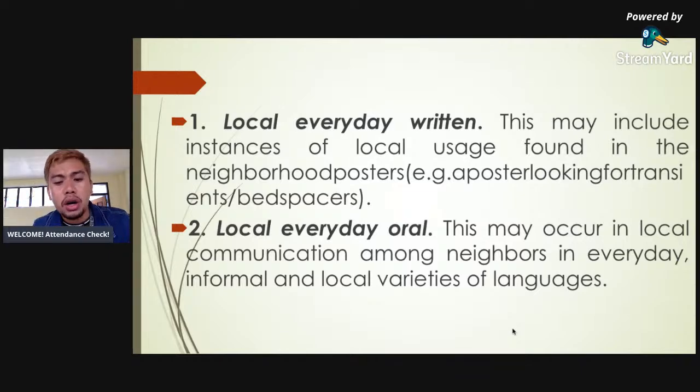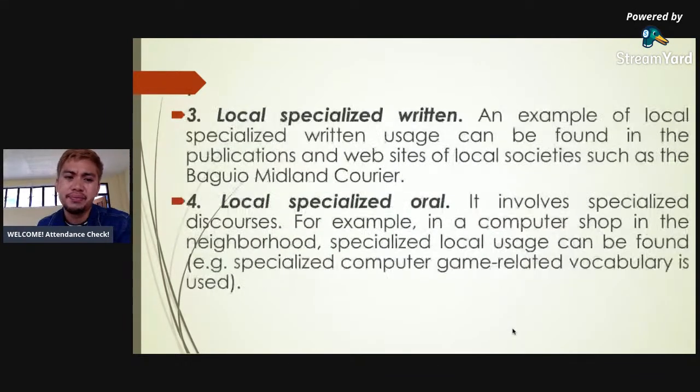Okay, next. Local everyday oral. This may occur in local communication among neighbors in everyday, informal, and local varieties of language. Ito naman, for example, you greet your neighbor, you exchange your foods, di ba? You actually use informal and local varieties of language. Informal in the sense na hindi siya masyadong, very casual lang siya. Like everyday language, yung minsan gumagamit tayo ng mga slang language, yung mga words na tayo lang yung nakakaalam within our community, no? It's informal.